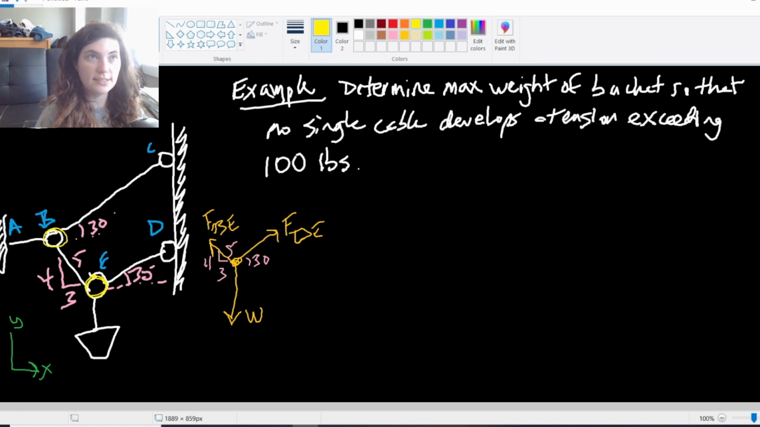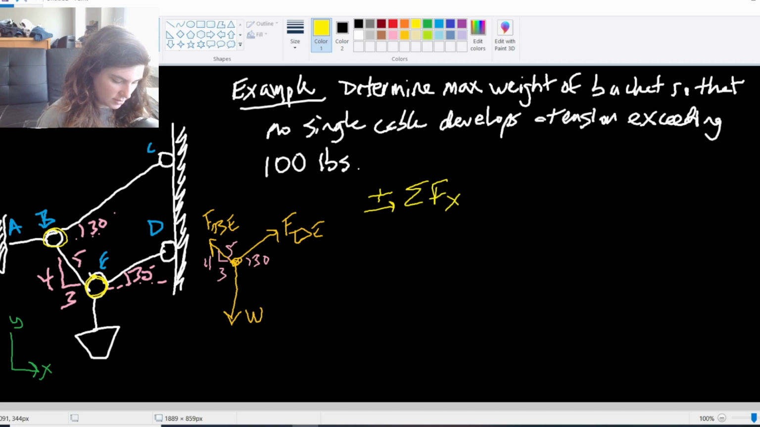My coordinate system stays the same throughout. This is very important. Do not change your coordinate system just because you're moving to a different part of the system. The coordinate system is for the entire problem, the entire thing that we're looking at. So we're still going to be using, in the positive x direction, summation of forces. It doesn't include our weight, right? So this equals 0 because it's an equilibrium. It doesn't include our weight because this is entirely in the y direction.